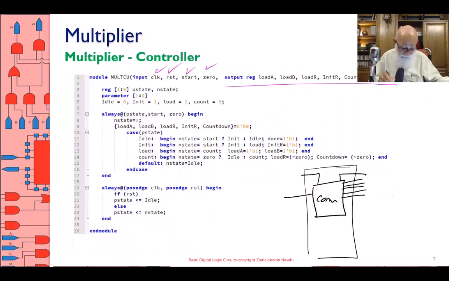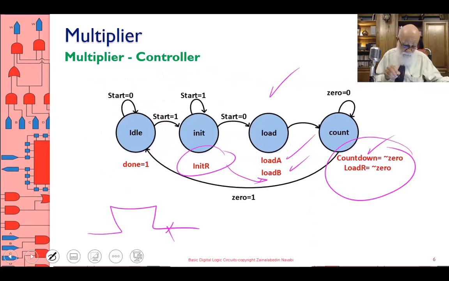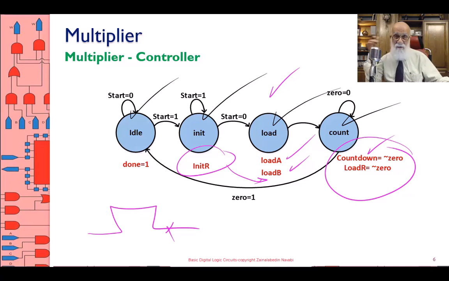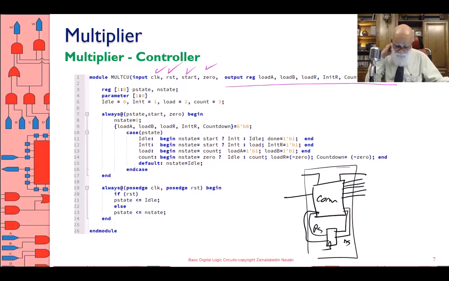The control unit has a 2-bit present state and next state. This is the Huffman model. This is the present state, and this is the next state. Okay, 2 bits. I'm declaring parameters idle, init, load, count, the names of the states, so that when I write them, it will be more appealing, more stylish, more readable.